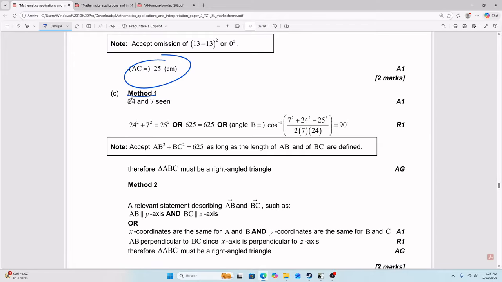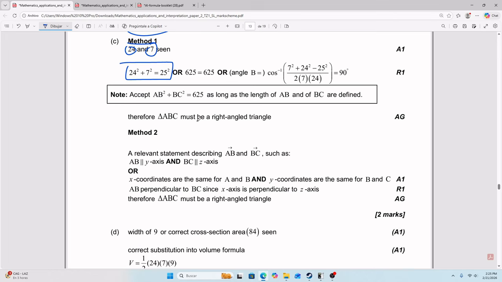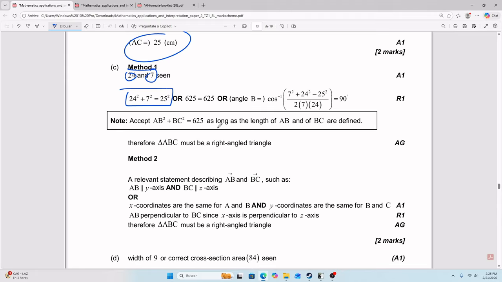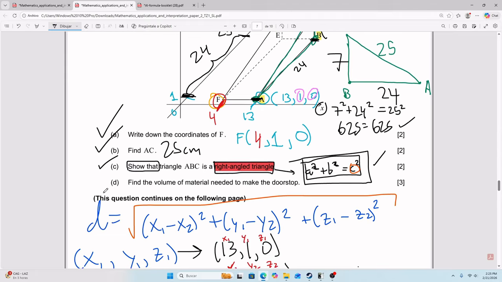And method 1 is suggesting going for 24 and 7 and using the Pythagorean theorem. So you get bada bam, bada boom. The other method has to do with AB and BC being parallel and perpendicular, and so on. It's a little more creative. For me, I would just stick to the Pythagorean theorem. So that would be for part C.